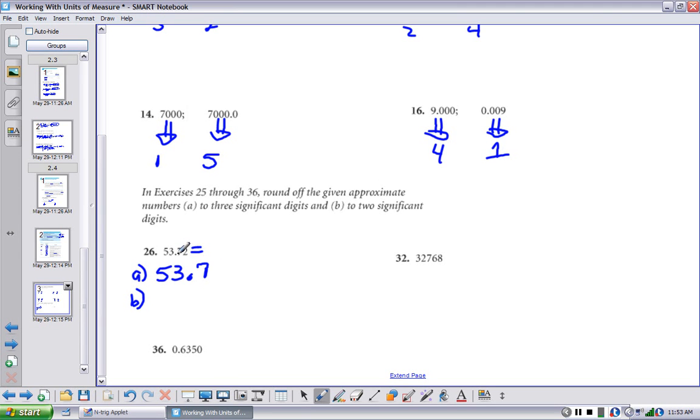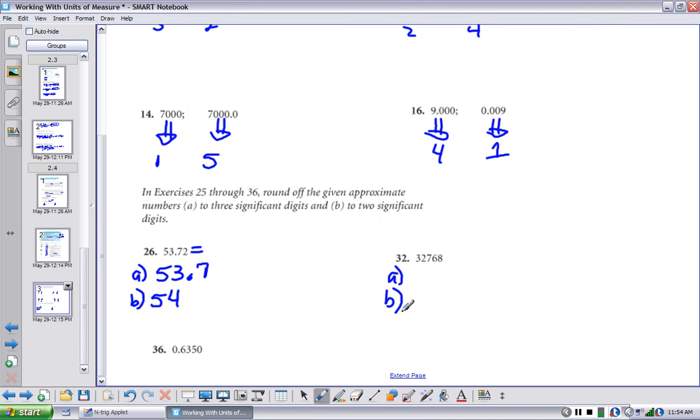Well, 53.7 is closer to 54. Because this number is bigger than 5, we round up. So that's 3 significant digits, 2 significant digits.